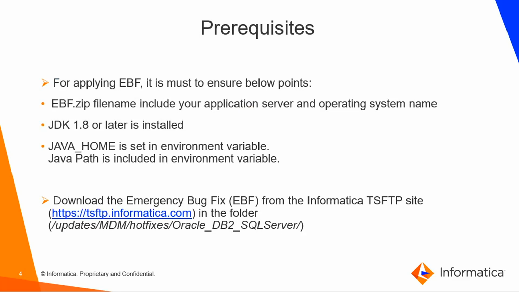So the prerequisites for applying the EBF: you must ensure the below points. The EBF zip file name includes your application server and operating system name. As you go to the TSFTP portal and search for the EBF, there will be a number of EBFs with the same EBF number, but you need to download only the one which has the application server and operating system name the same as yours. JDK 1.8 or later should be installed, and the Java home environment variable must be set.